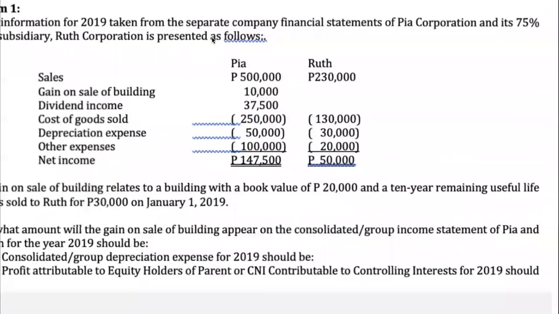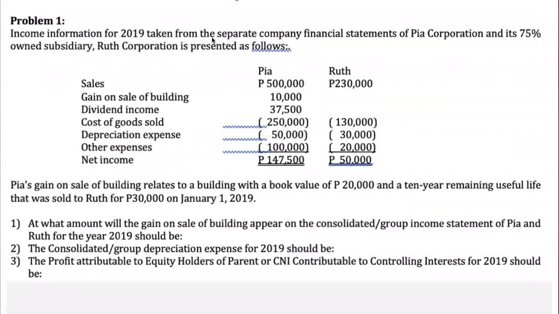Let's try this problem. Income information for 2019 taken from the separate company financial statements of PIA and its 75% owned subsidiary Root is presented as follows. Pia's gain on sale on the building with a book value of 20,000 and 10-year remaining useful life that was sold to Root for 30,000. Okay, so we have here a gain on sale. At what amount will the gain on sale on the building appear on the consolidated group income?